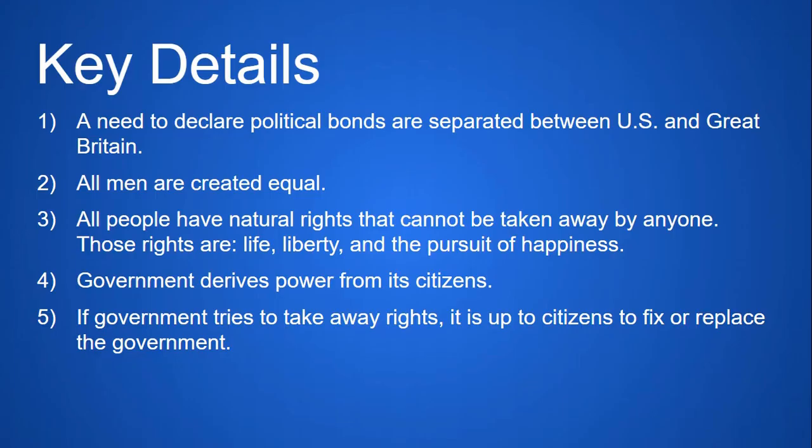The document starts out with saying there is a need to declare that the political bonds are separated between the U.S. and Great Britain. It then takes a turn and makes incredible statements for the time period, including that all men are created equal, all people have natural rights that cannot be taken away, which are life, liberty, and the pursuit of happiness. It also says that government derives its power from its citizens, very much like a republic or other form of democracy. And finally, in this profound and revolutionary language, Jefferson says that if a government tries to take away rights, it is up to citizens to fix or replace the government.